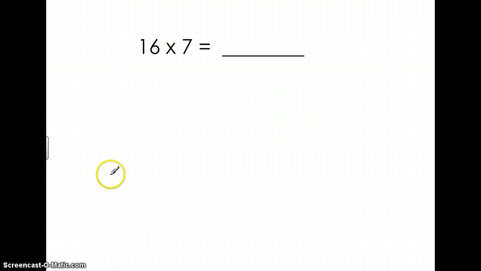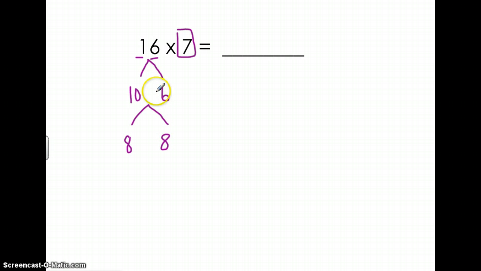This time I have 16 times 7. I'm not going to worry about breaking 7 apart because that is a basic fact I should have. I can break 16 apart into its place value parts. Or I can break it apart in other ways. How many ways can you think of to break 16 apart? Well, I can do 6 ones and one group of 10. I could also break 16 apart into 8s, 8 and 8.